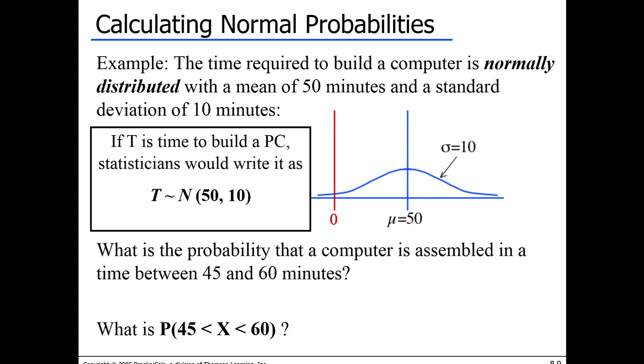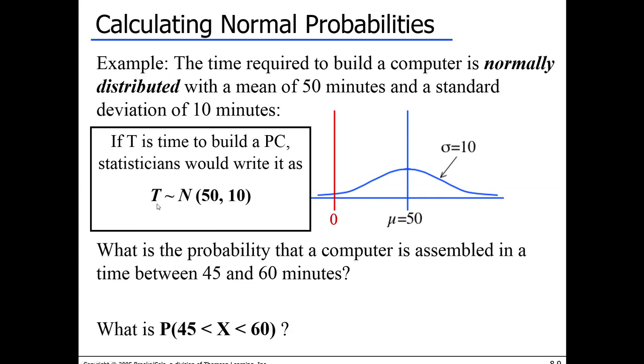That's just not reasonable. So when I say that time to assemble a computer is normally distributed with a mean of 50 and standard deviation of 10, really what I'm saying is that it's an approximation. This is not exact science anyhow, because nothing is really normally distributed ever. So you will never, strictly speaking, see a normal distribution in the real world, but it's a good approximation. So let's use that.